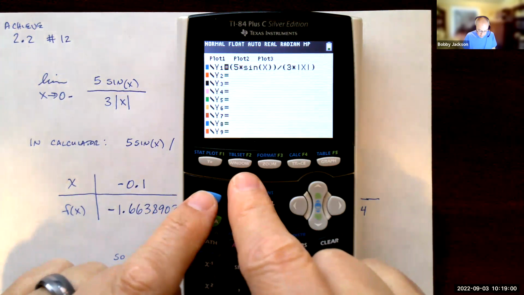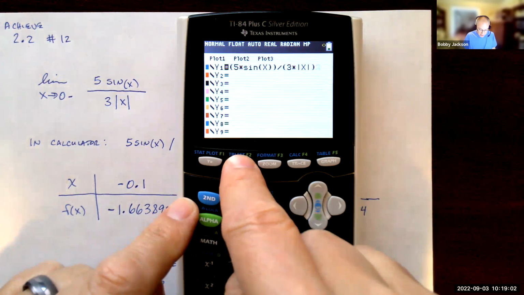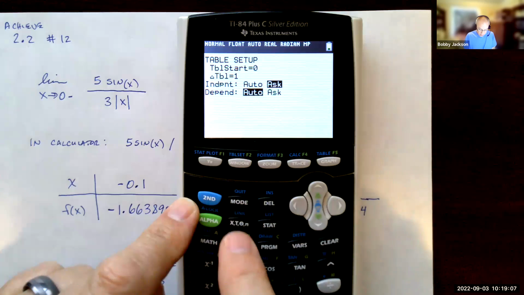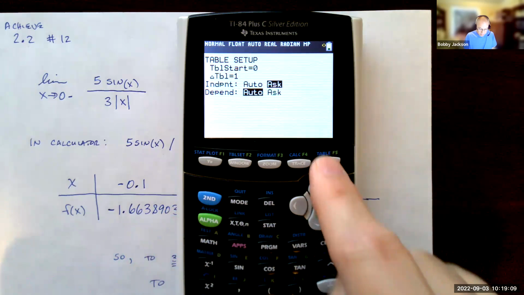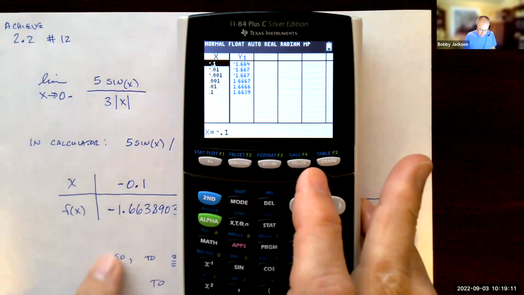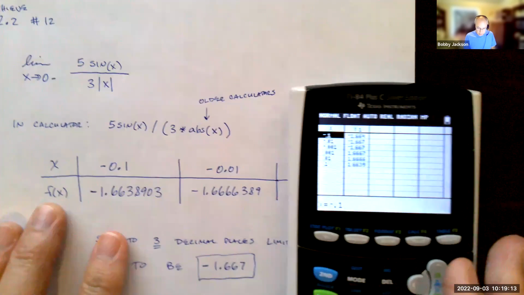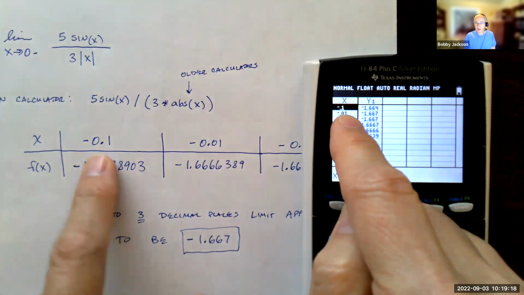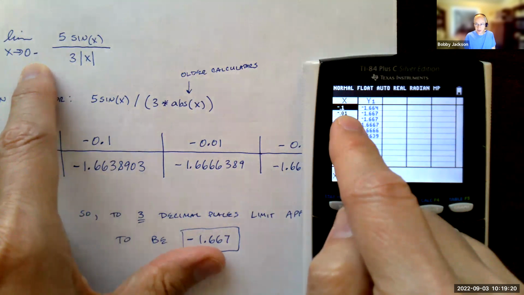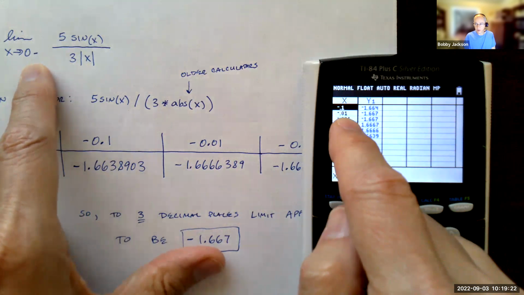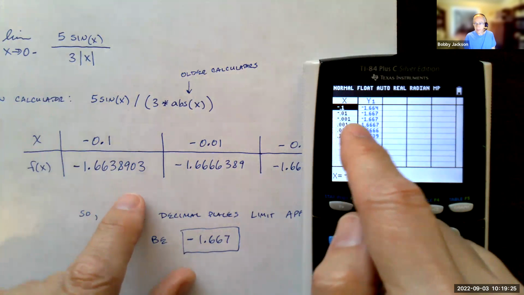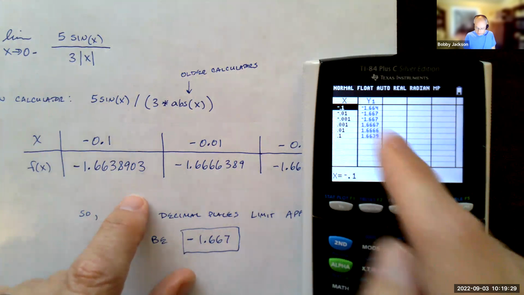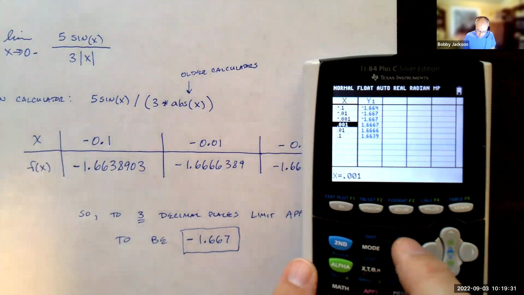Again, I'll go to the table setup to make sure I'm in ask mode for my independent variable, and dependent variable in auto mode. Go to the table, and I already have these negative values from a previous problem I was doing. And so I'm going to approach 0 from the negative side. That means like negative 0.1, negative 0.01, negative 0.001. Now, when I look at the table here, I see 2 values there. Let me go and delete these other ones because we don't need them.